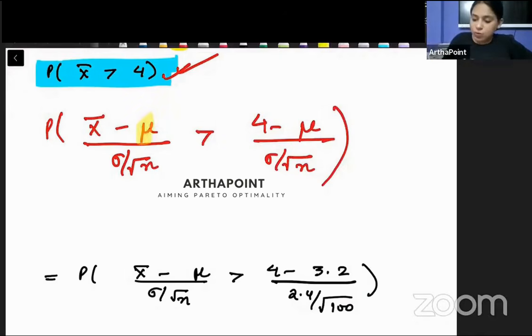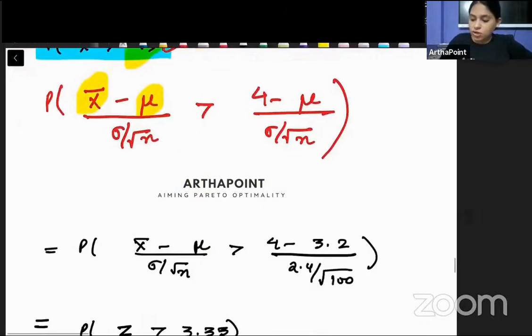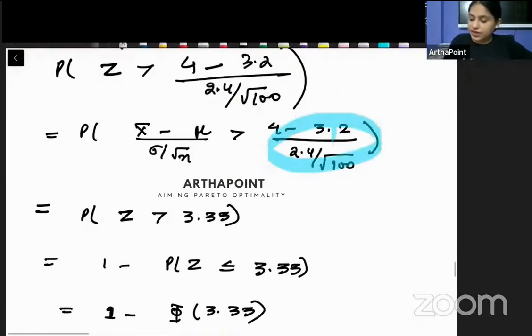So the value of sigma is already given to you, beta. Your given sigma is 2.4. X bar you have to check at 4. So this is the Z value. So this will be probability Z greater than 4 minus mean, which is given as 3.2, sigma given as 2.4, divided by root 100. So when you go ahead and find this value, you will get this value as 3.33.